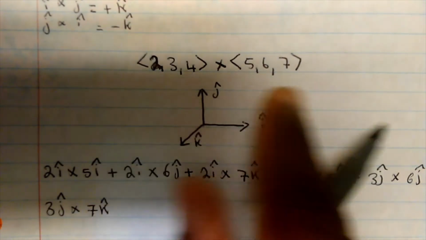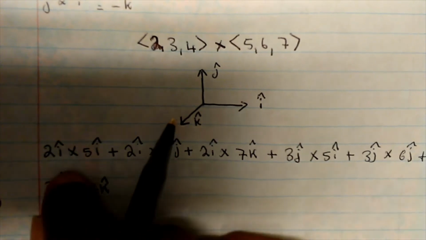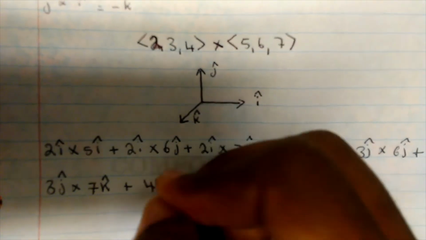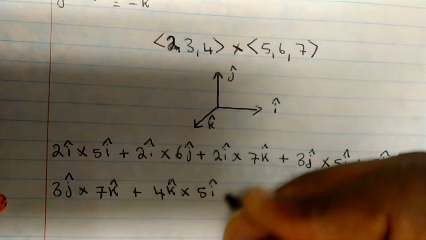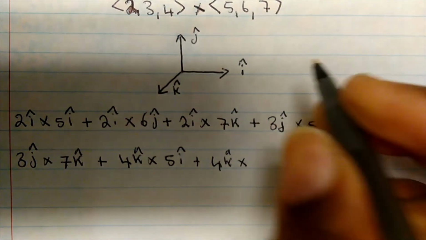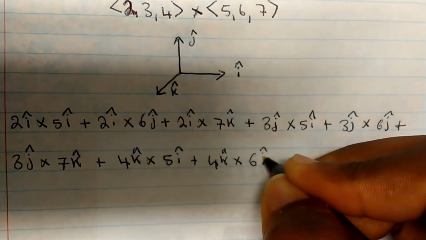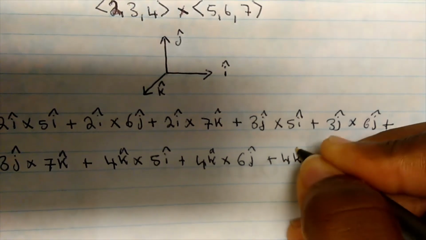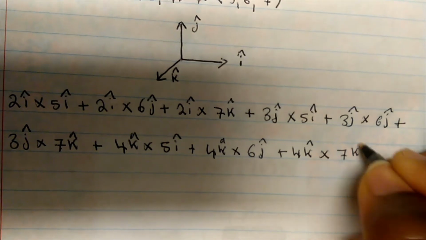Now since I'm done with j hat, I'm going to move on to k hat. So this becomes 4 k hat. I'm going to cross that into 5 i hat. This becomes 4 k hat, and I'm going to cross that into 6 j hat. And this becomes 4 k hat, and I'm going to cross this into 7 k hat.